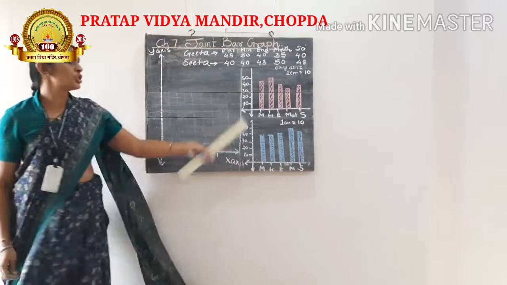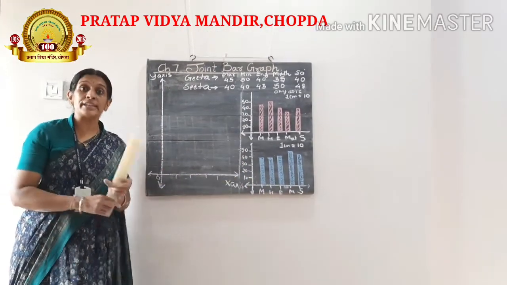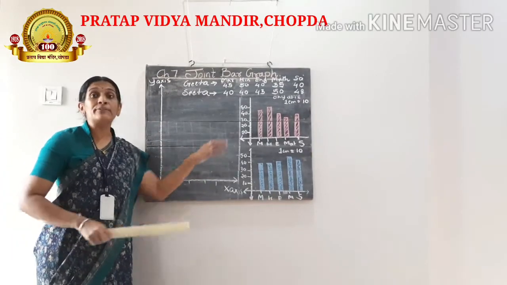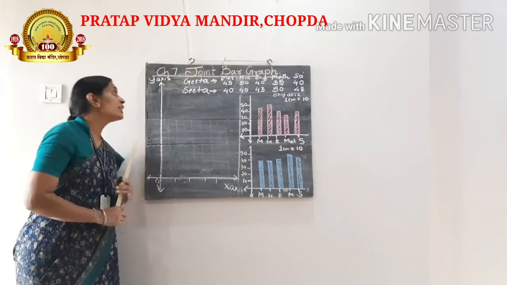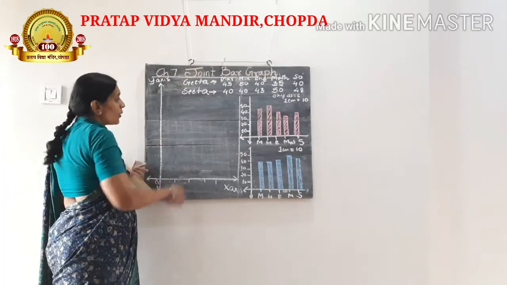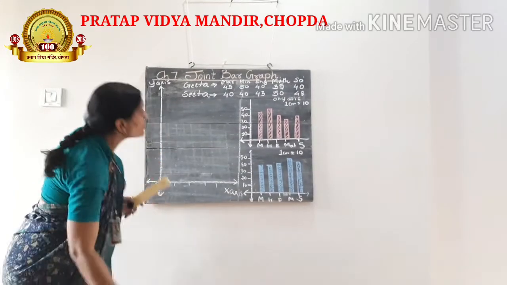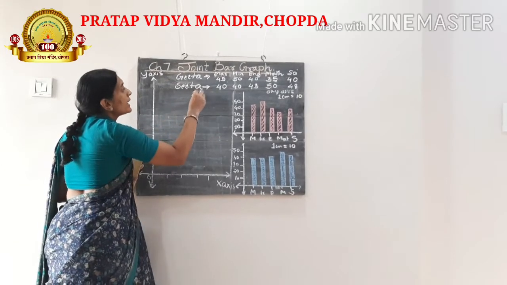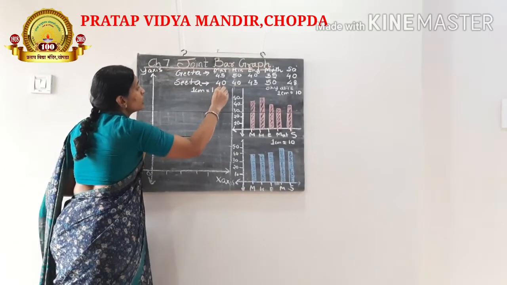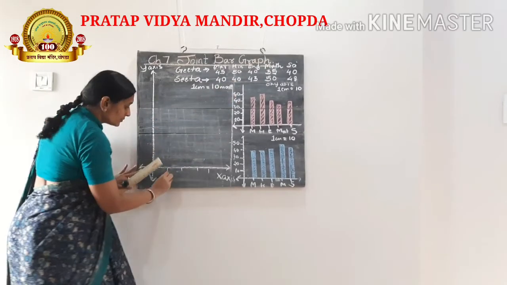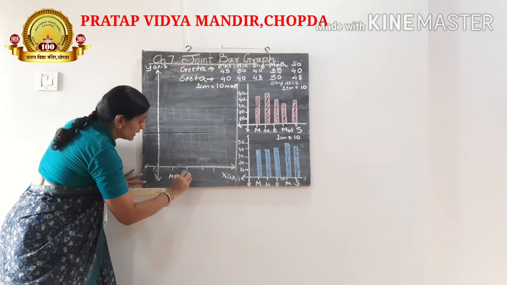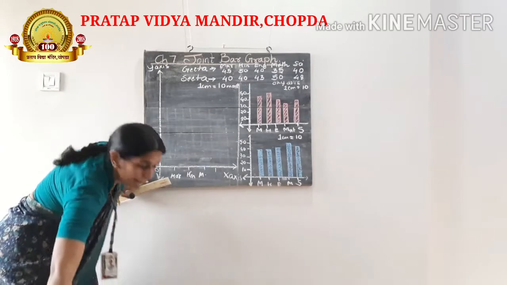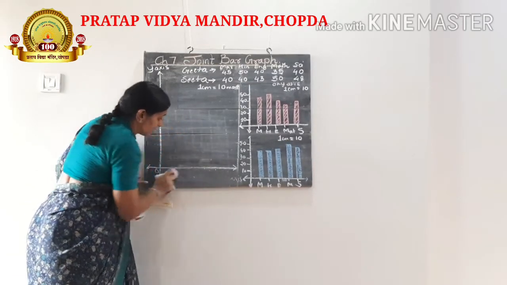You have drawn this type of graphs in standard 6. But today we are going to see whether we can draw both of these graphs together. Yes, once again we will draw these two graphs together, and this is called a joint bar graph. 1 centimeter is equal to 10 marks. Marathi, Hindi, Maths, English and Science.